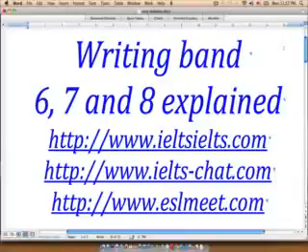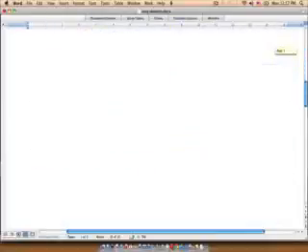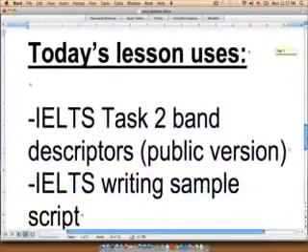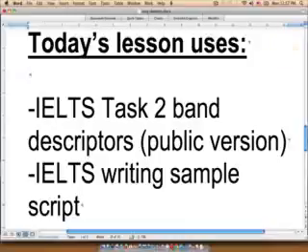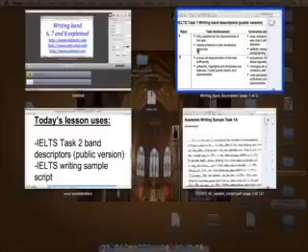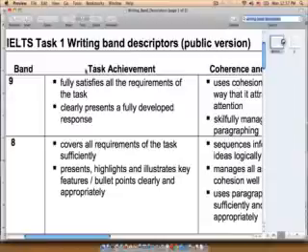So in this video we're going to use two PDF documents that you can download directly from IELTS.org. The first is the IELTS Task 2 Band Descriptors chart, which is the public version of the chart. And you've probably seen it in the other videos that I've made. It looks like this. It basically goes over the 4 criteria that you are expected to exhibit in your writing, and it outlines the skills needed for each band.